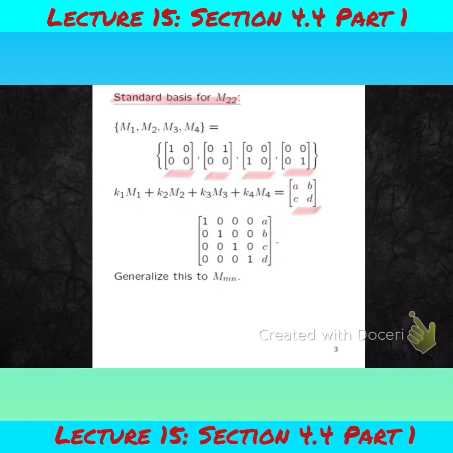All right, and then lastly, you can actually generalize this to Mmn. So what will be the standard basis there? It will work very much like that. The standard basis will be all the matrices that have exactly one entry equal to 1, and all the other entries are 0, and you let the 1 run through all your rows and your columns. So that is what Mmn will look like.